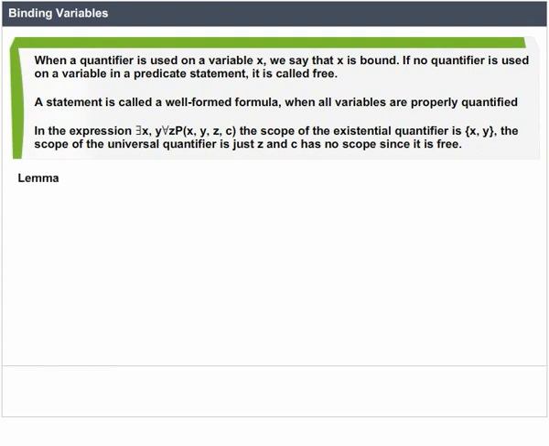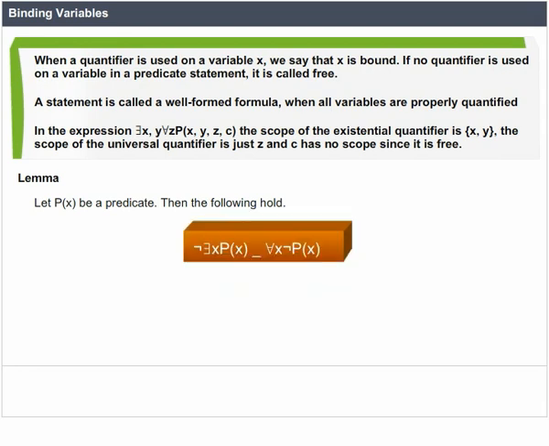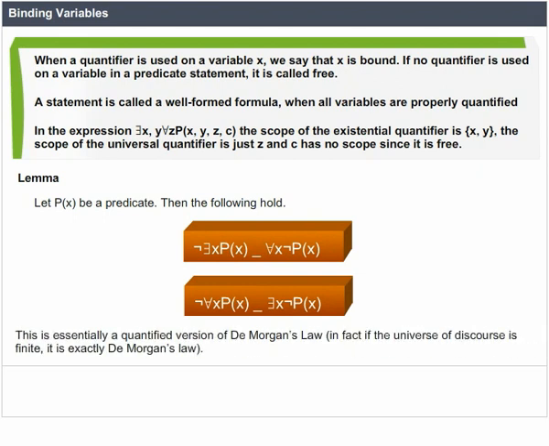Lemma. Let P of x be a predicate, then the following hold. Not there exists x P of x is equivalent to for every x not P of x. Not for every x P of x is equivalent to there exists x not P of x. This is essentially a quantified version of De Morgan's law. In fact, if the universe of discourse is finite, it is exactly De Morgan's law.